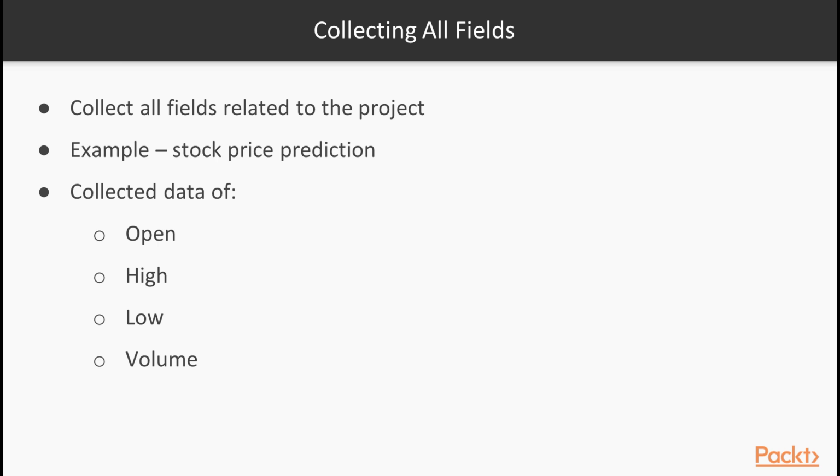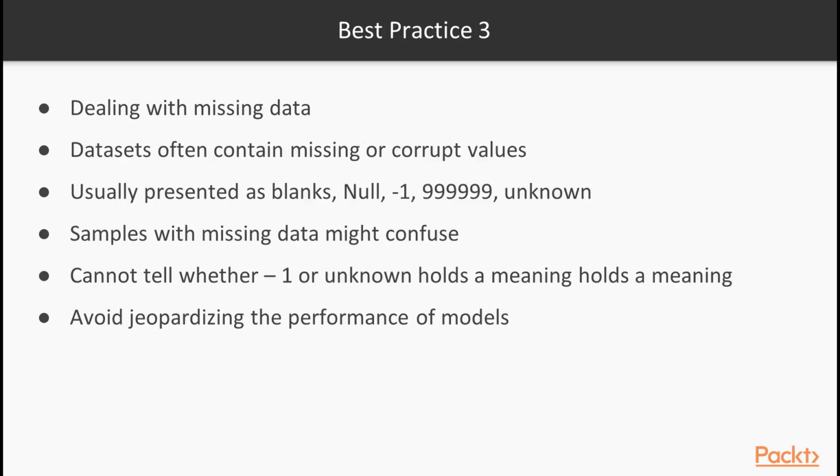For example, in the stock price prediction example, we collected data of all fields including open, high, low, and volume, even though initially we were uncertain of how useful high and low are. Retrieving the stock data is quick and easy with the API though. Now let's see how to deal with missing data.